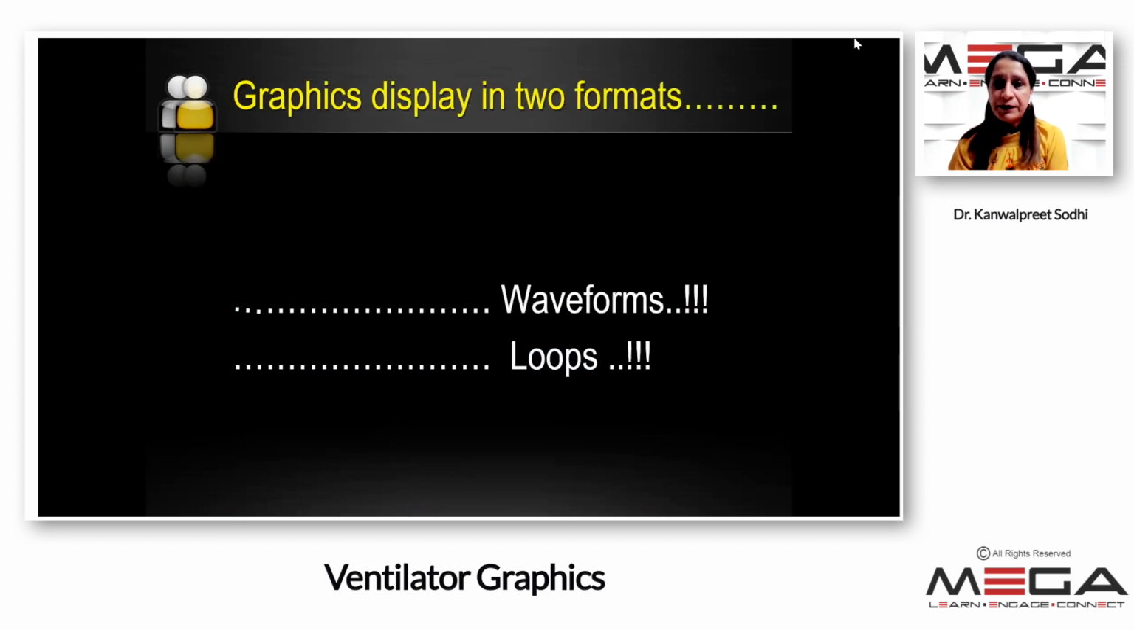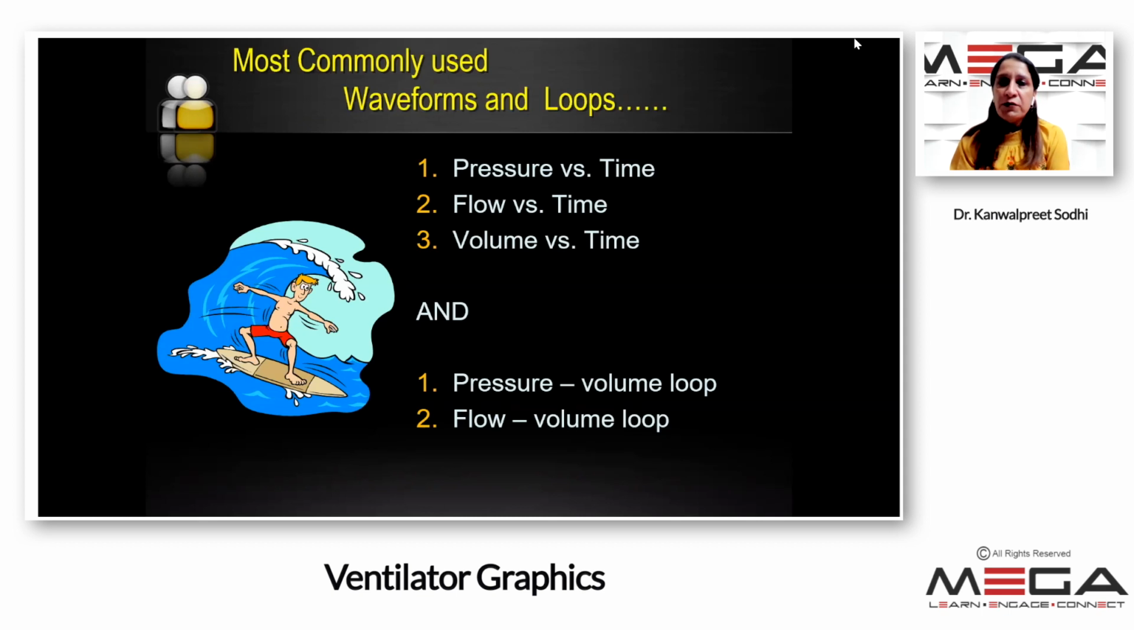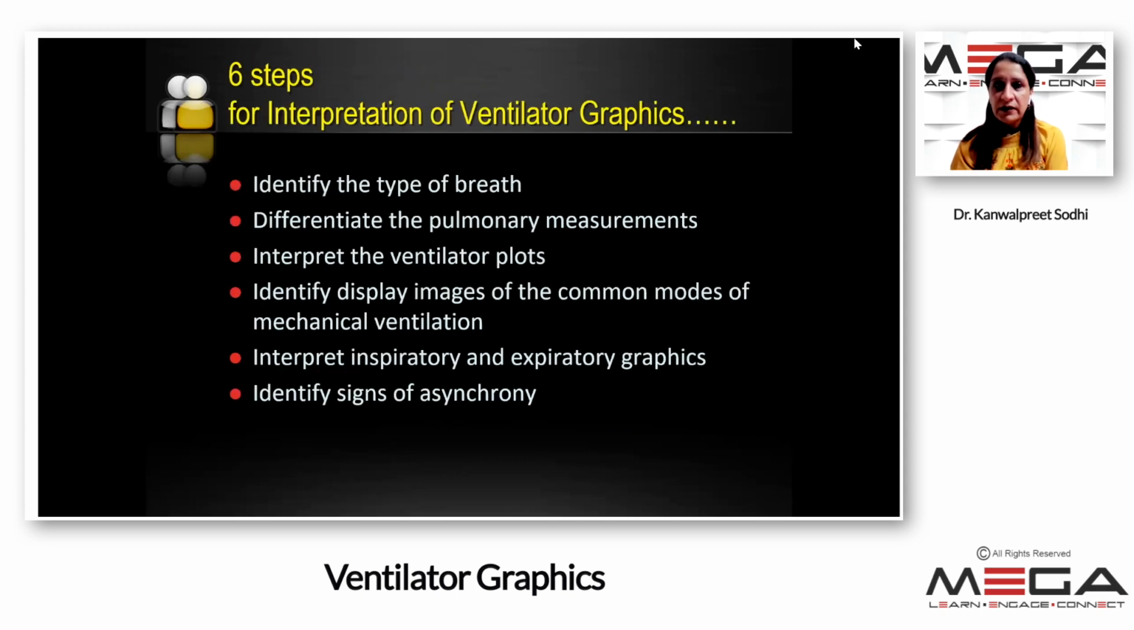Well, the graphics are displayed in two formats, the scalars that are the waveforms and the loops. And the waveforms which we can look at on the ventilator interface are the pressure, flow or volume versus time, and two types of loops, that is the pressure volume loop and the flow volume loop. There are basically 6 steps for interpretation of ventilator graphics. We have to identify the type of breath, differentiate the pulmonary measurements, interpret the ventilator plots, identify the displayed images of common modes of mechanical ventilation, interpret inspiratory and expiratory graphics, and identify signs of asynchrony.